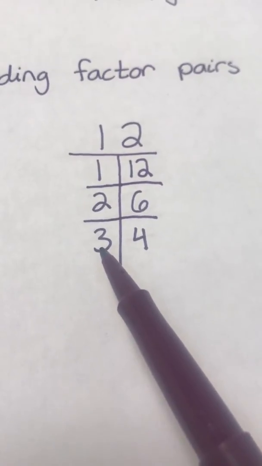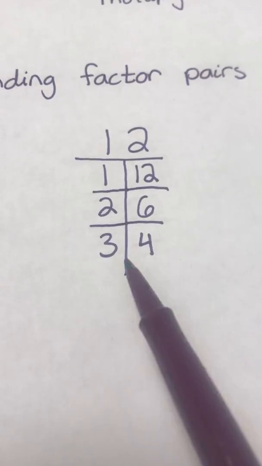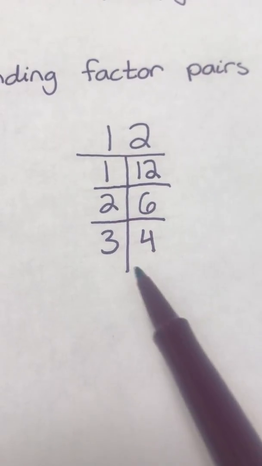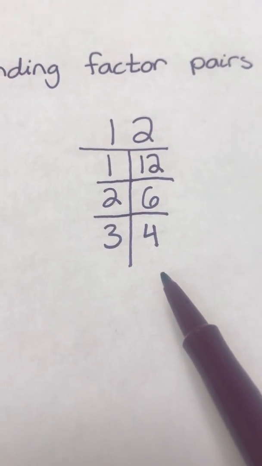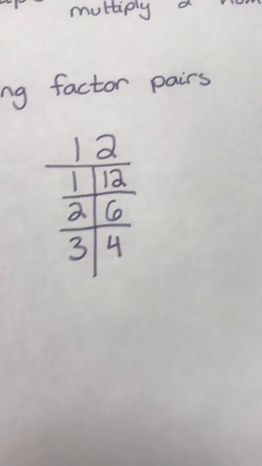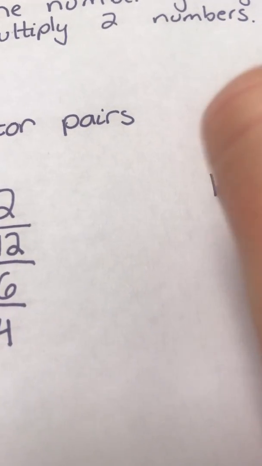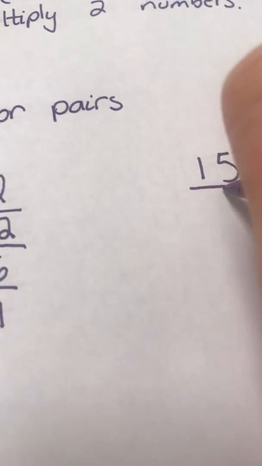We aren't going to list each factor on both sides of the chart. As long as we have them listed on the chart once, then we are done. So 12 has 3 pairs of factors. Let's try another one. So we're going to do factor pairs of 15.